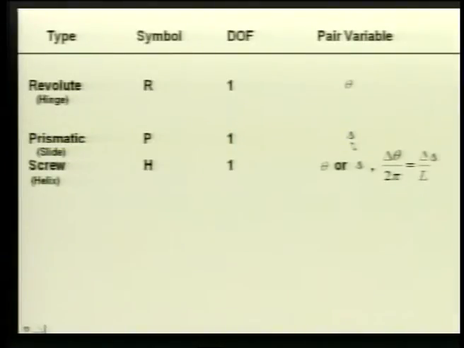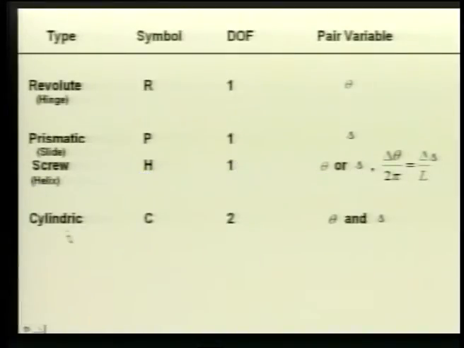Then we discussed a screw pair. The symbol for screw pair is H. To remember this H, it will be nice to remember that screw is in the form of a helix, and it is the first letter H of helix we are using to represent the symbol of a screw pair. The degree of freedom in screw pair was also 1, and the pair variable could be either theta or S, which were related by this relation delta theta by 2 pi is equal to delta S by L.